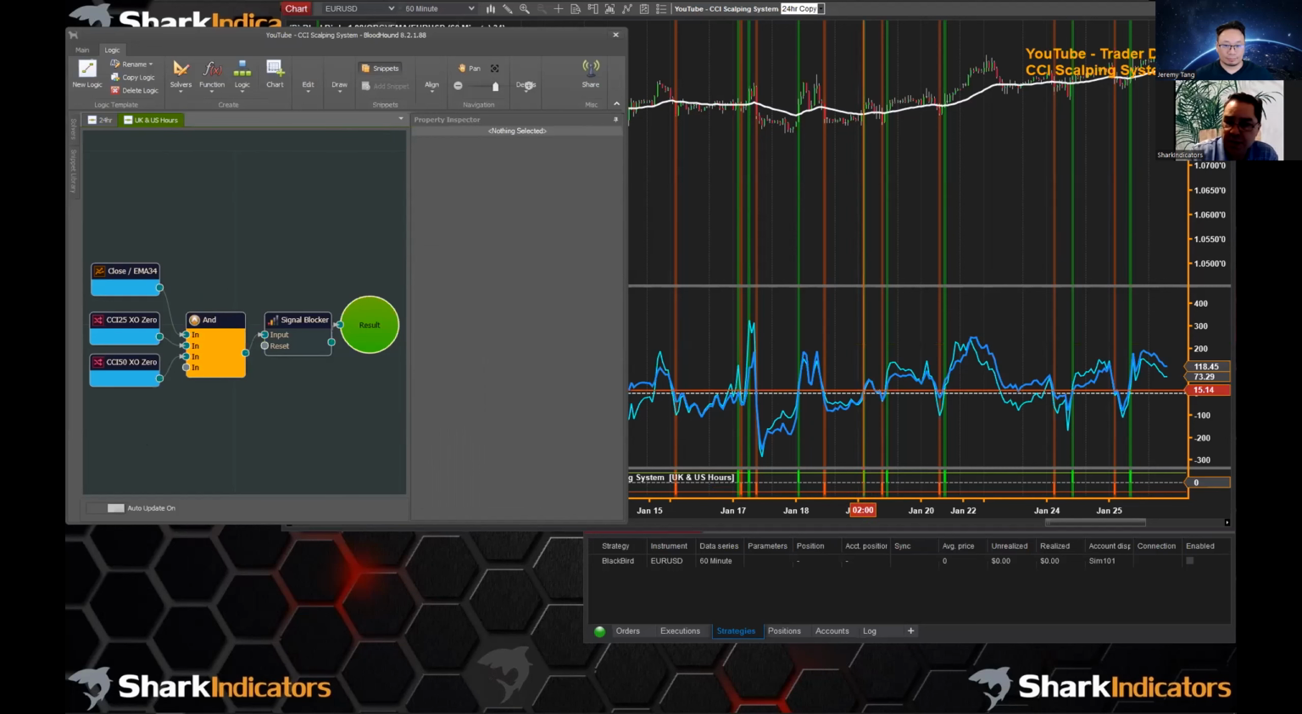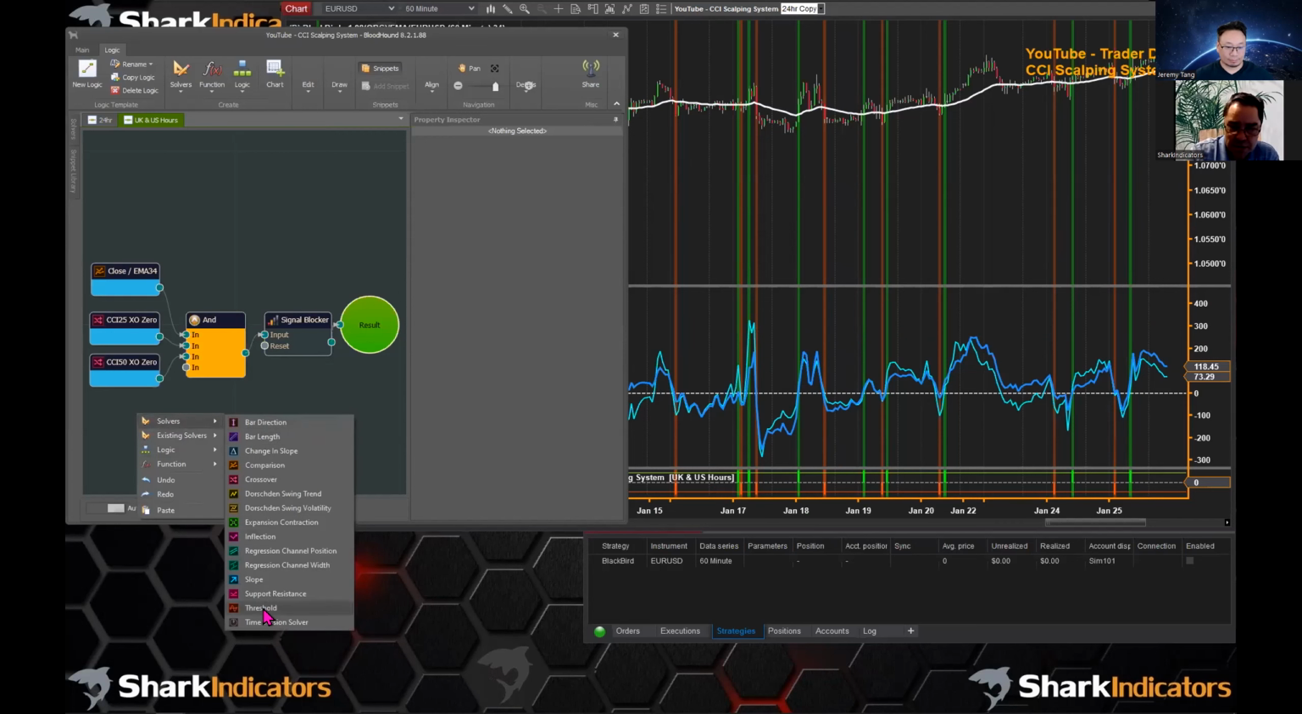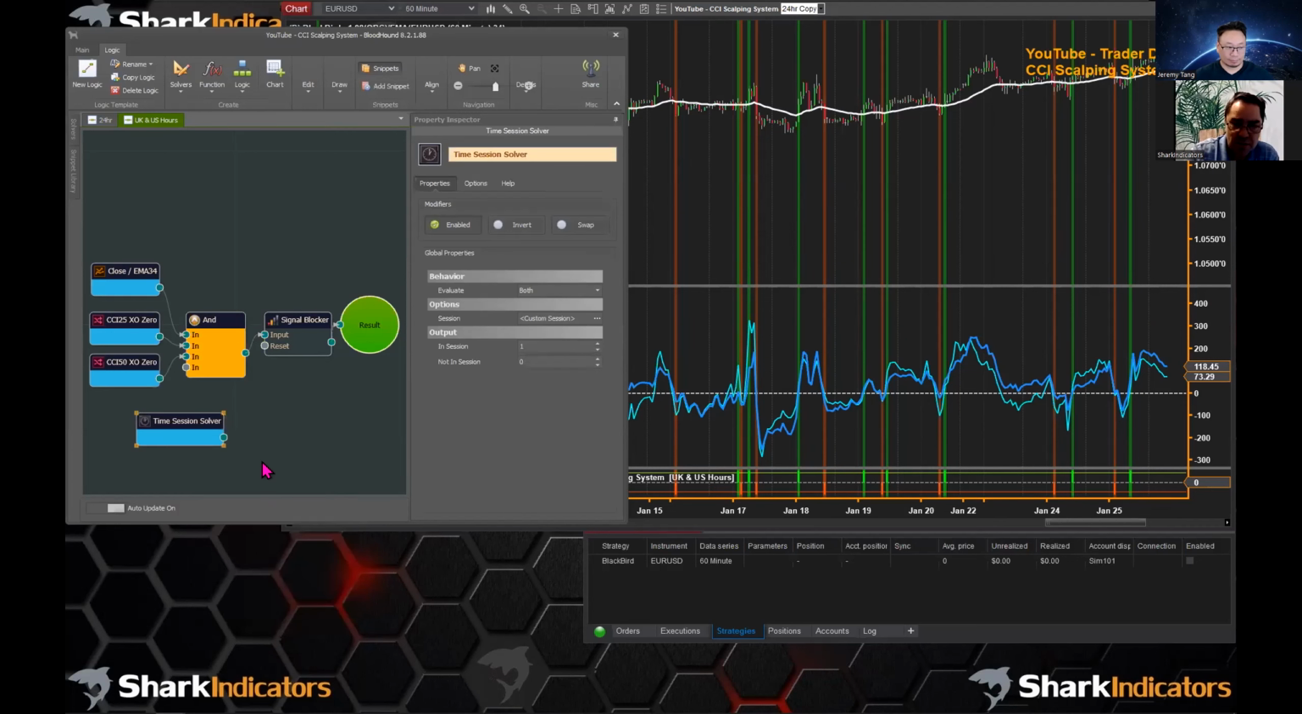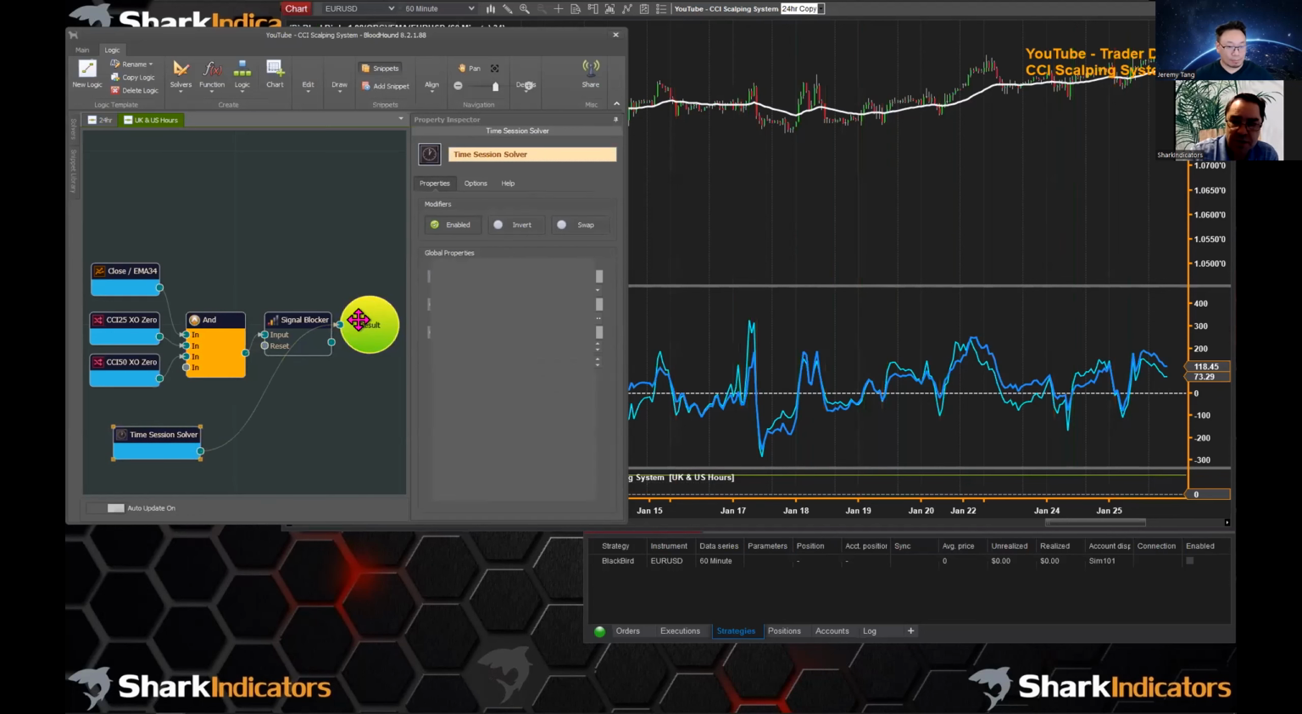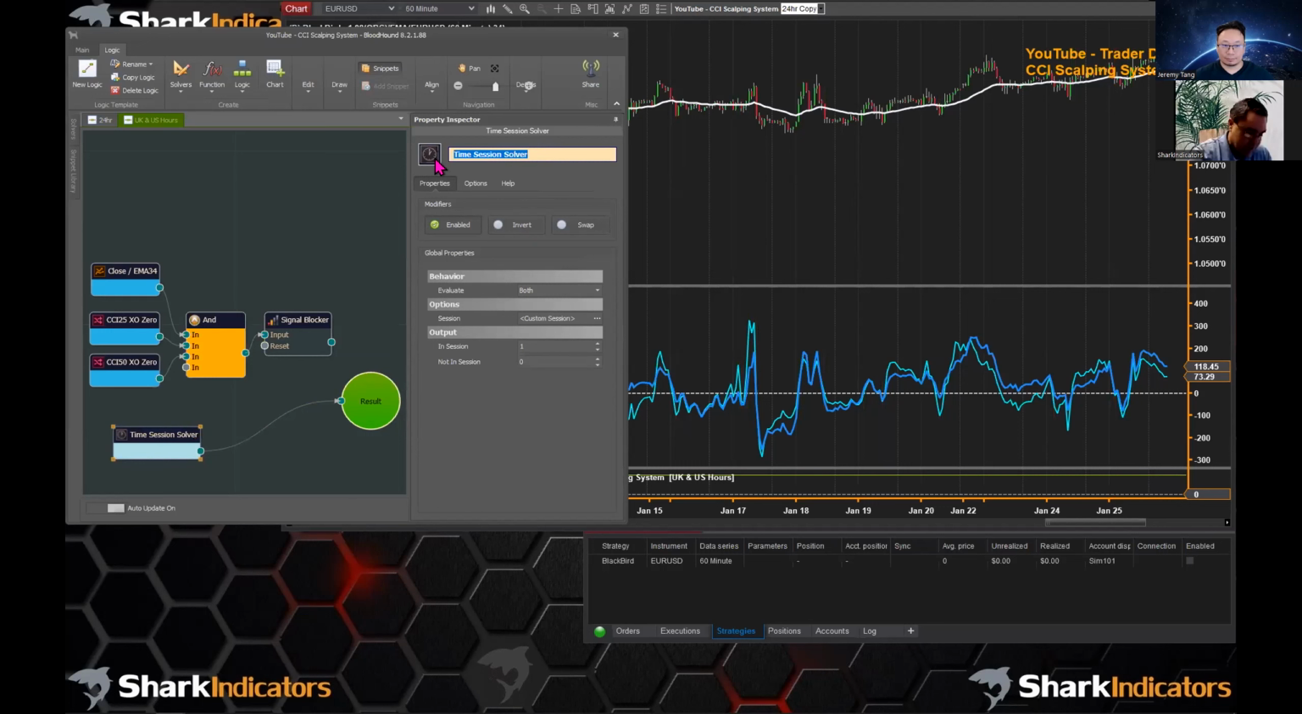And so to restrict these signals, to block the signals that are outside of that London and New York hours, I'm going to use a time session solver here, right? So this solver here allows you to restrict those signals to a specific time of day. So in setting this up here, actually, let's give this a name. So let's call this London and New York hours. There we go.